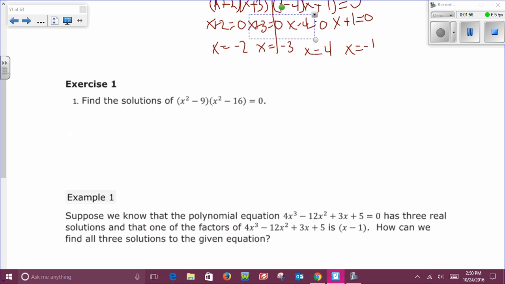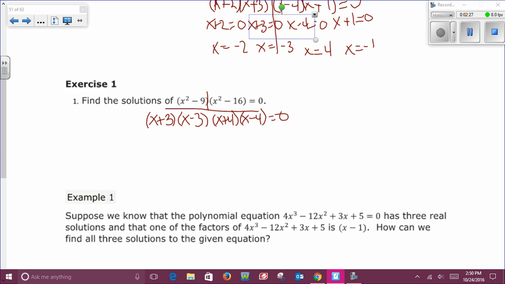So find the solutions of the quantity x squared minus 9 times the quantity x squared minus 16. This goes back to yesterday's lesson where we were talking about the difference of two perfect squares and them being conjugate pairs and the good twin and the bad twin, all that fun stuff. So just remember, break them up into its two parts. The first one is x plus 3, x minus 3, and this would be x plus 4, x minus 4.